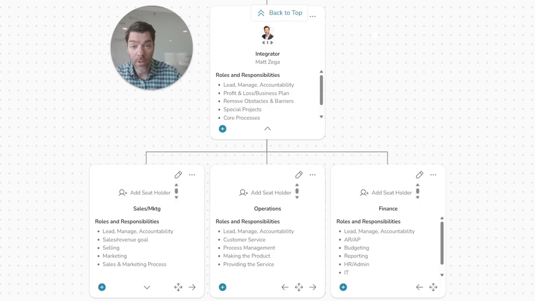And so taking a look at this accountability chart, let's assume in this example that we already have a solid leadership team established. We have a visionary, an integrator, we have someone who's owning our sales and marketing seat. We have someone who owns operations and someone who owns the finance seat. They have clear accountabilities in those seats. They are the right people in the right seats.